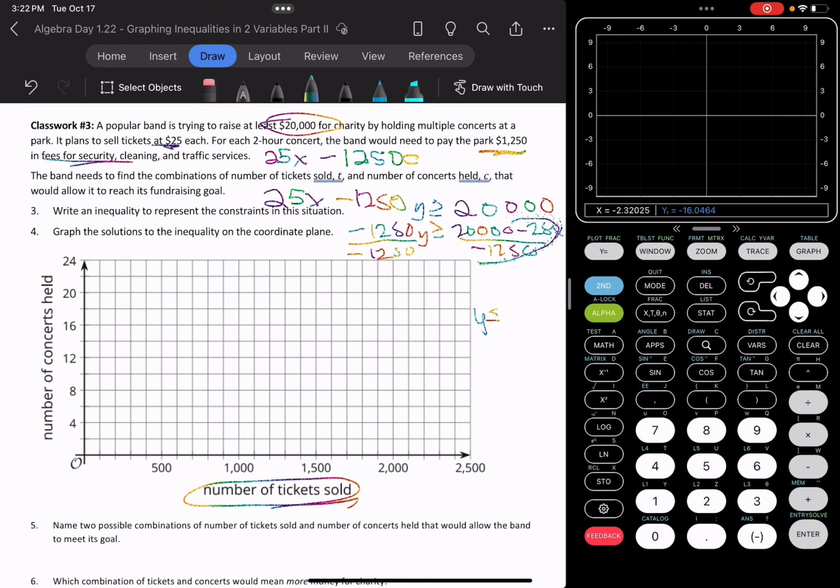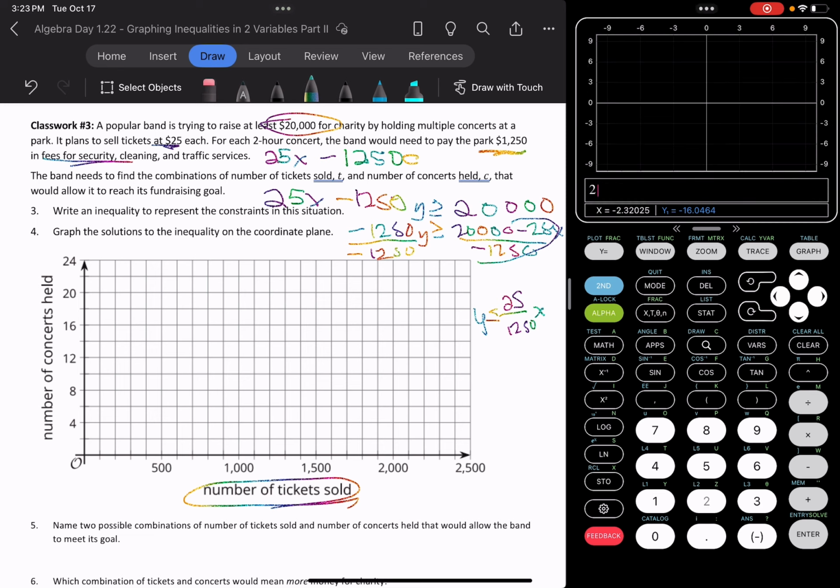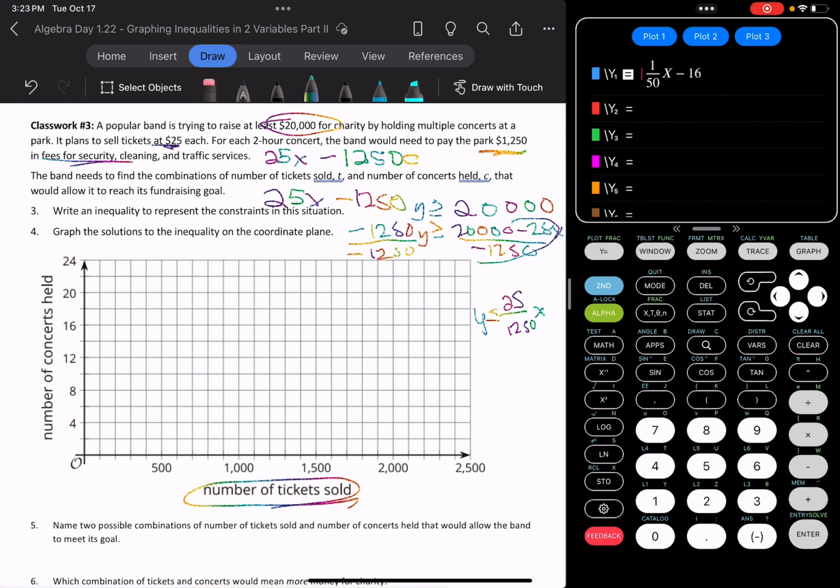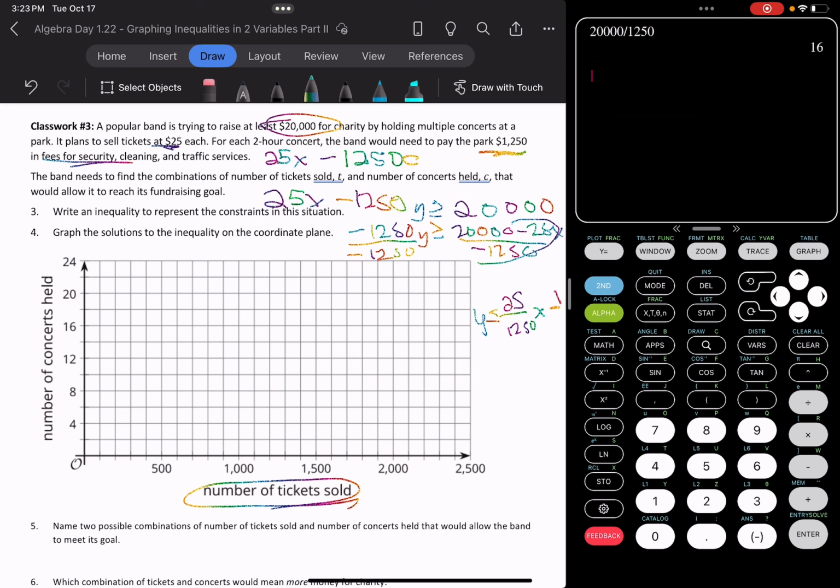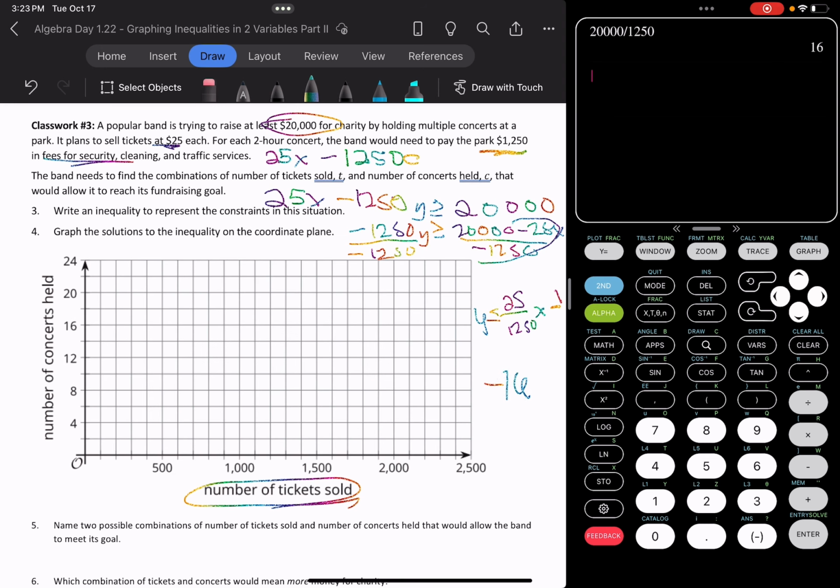And let's put our x value first. So a negative divided by a negative is going to be positive 25 over 1250x, and then 20,000 divided by 1250 is 16, and this is going to be minus 16 because we have a negative divided by a positive. So negative 16 is not on here, and so we can't start our graph there.